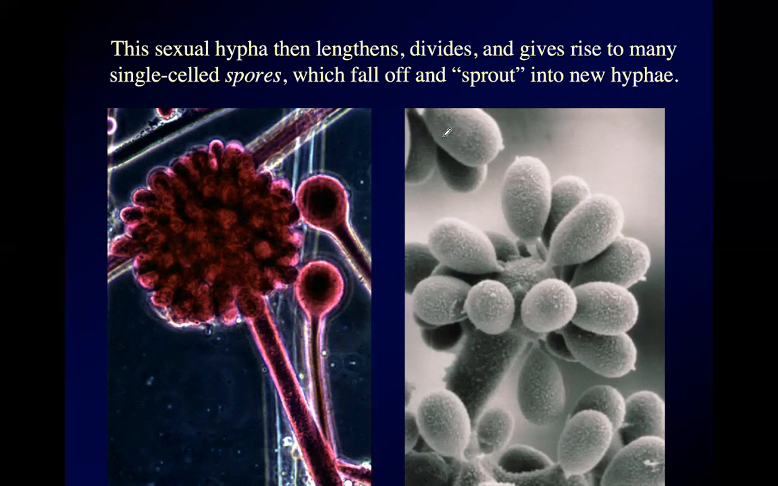And if they land in a place that's got a good environment for them, each spore can sprout into a new hypha and ultimately produce a new mycelium. So over here on the right, each one of these oval things will eventually break off and go drifting away on the wind. And if it happens to drift onto an environment that's got the right kind of nutrients and all that, it will produce a new mycelium.